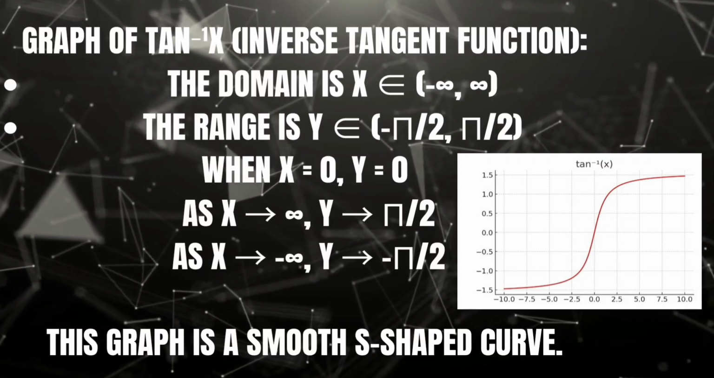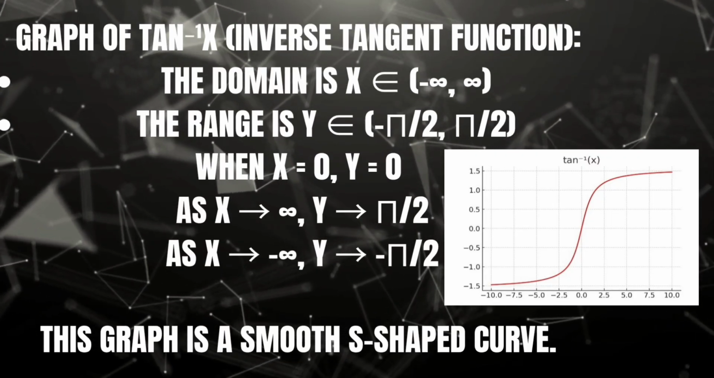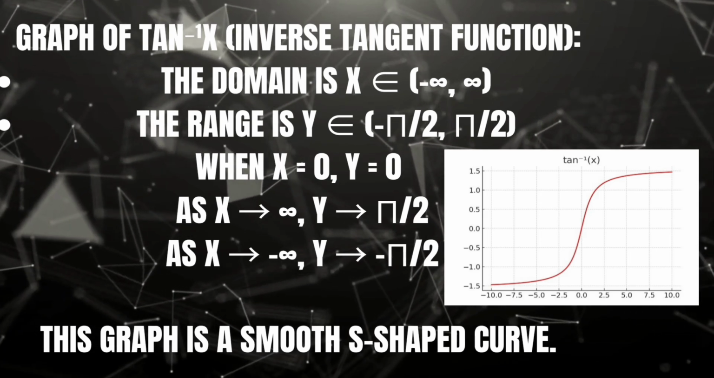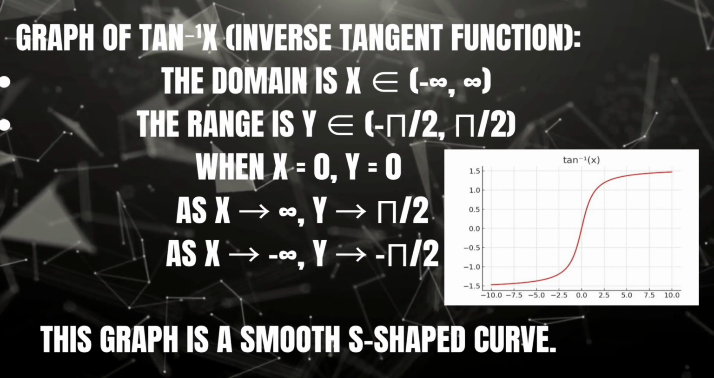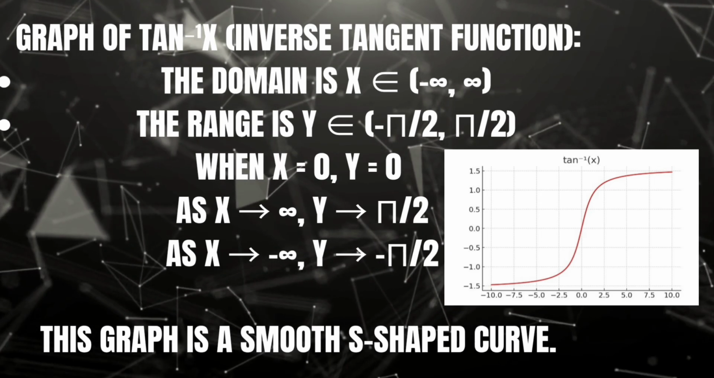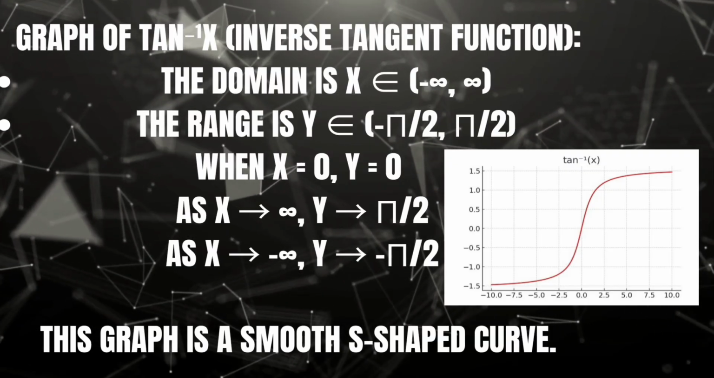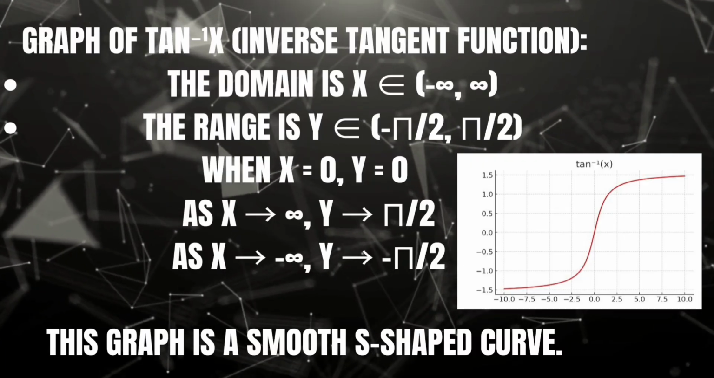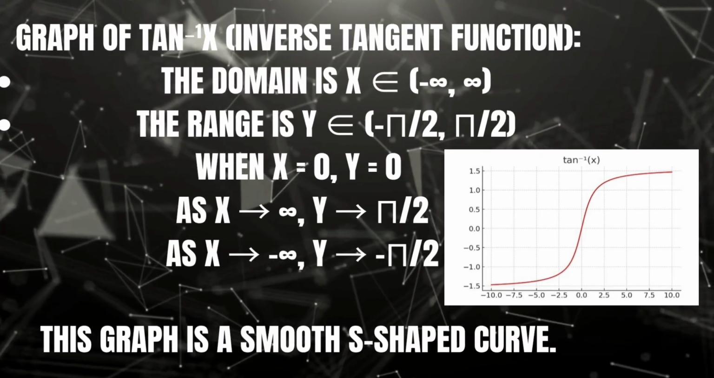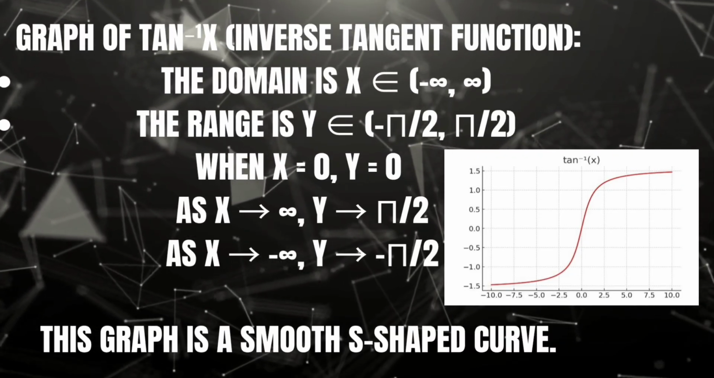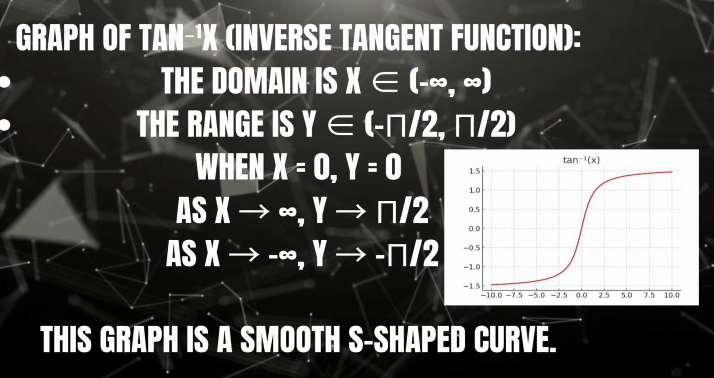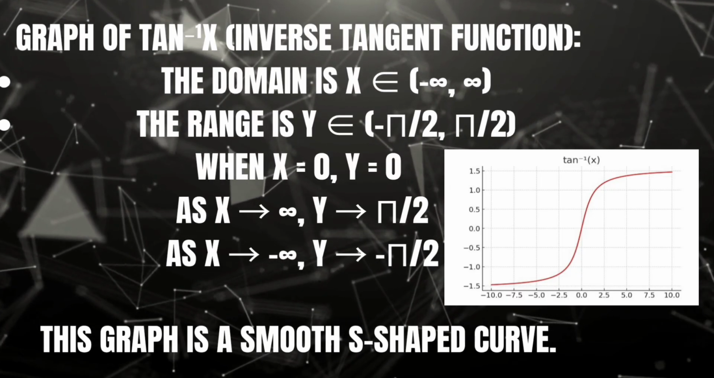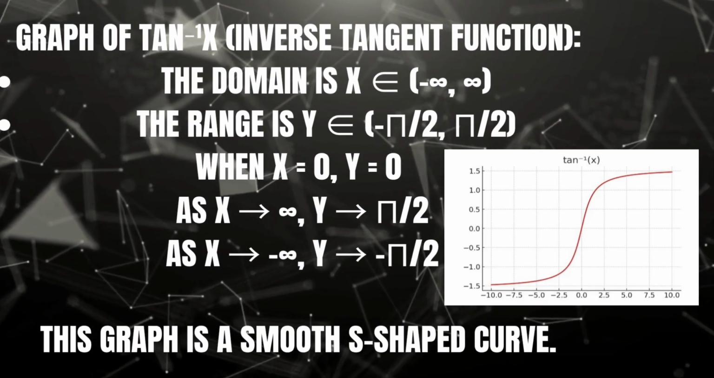Now graph of tan inverse of x, see the figure, it is the curve for tan inverse. The domain is x belongs to -infinity to infinity, range is y belongs to -pi/2 to pi/2. When x equal to 0, y equal to 0, as x tends to infinity, y is pi/2, and when x is -infinity, y is -pi/2. So this graph is actually a smooth S shaped curve, right? See the graph, a smooth S shaped curve.